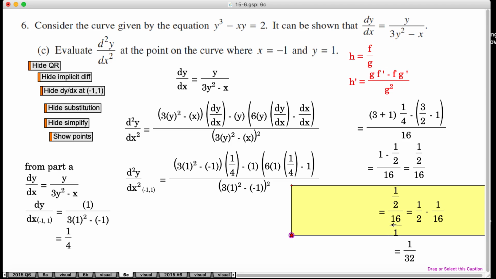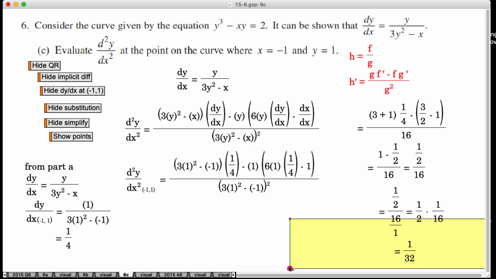So if you make this mistake, do this, and when you get the idea, then you don't have to do this anymore. So when I do division of fractions, I invert and multiply. So it's 1/2 times, invert, 1 over 16, so it becomes 1 over 32. So this is the value of the second derivative on this curve at this point, minus 1, 1.